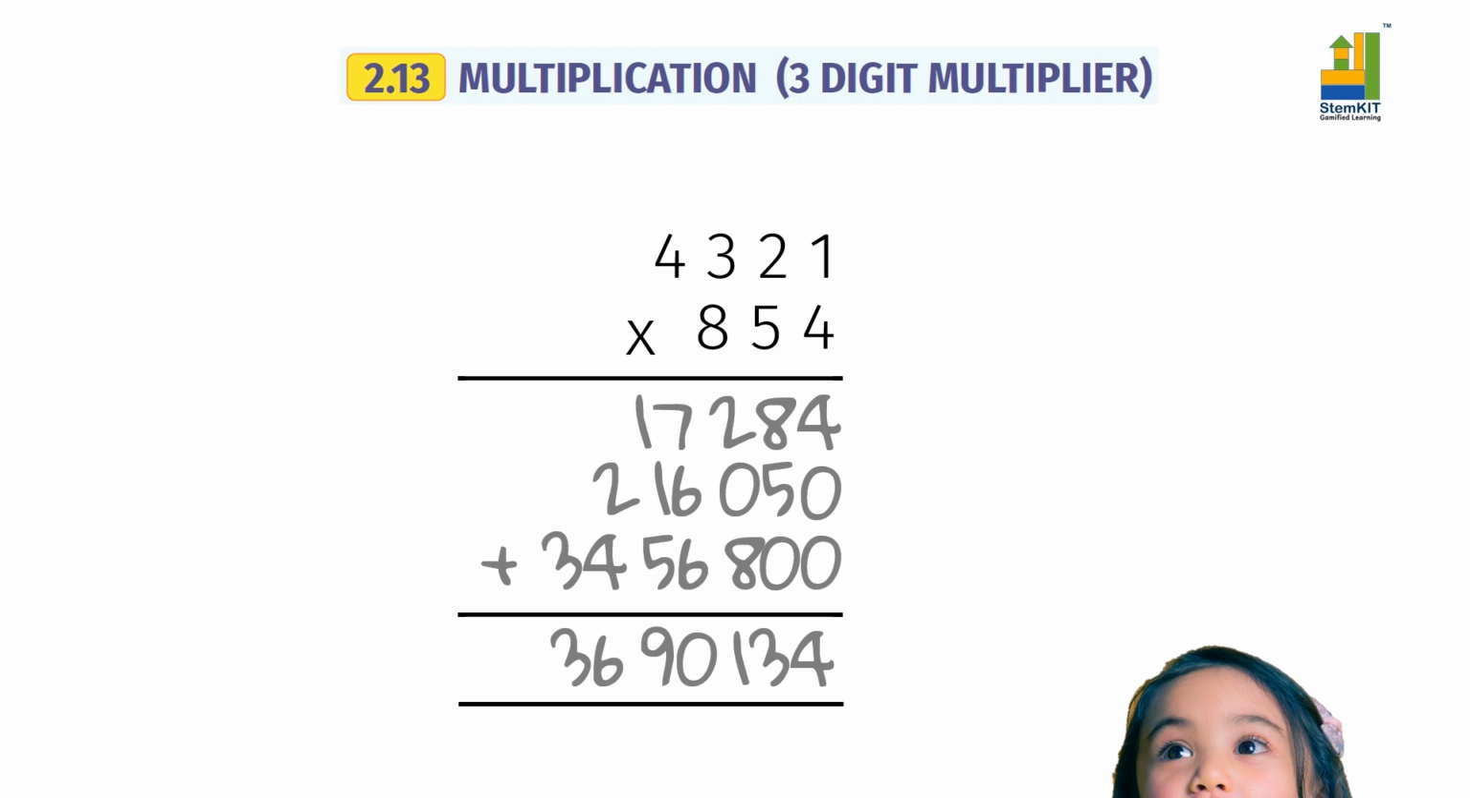There you go. That was easy. Now you can multiply with three-digit numbers.